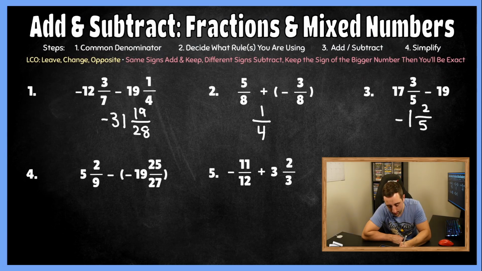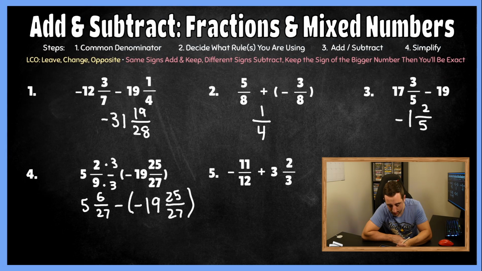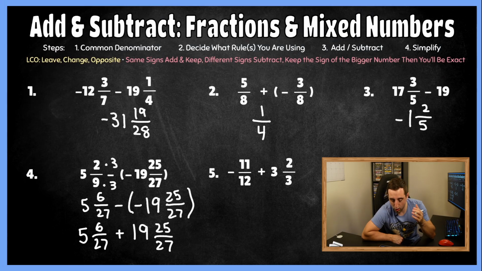For the other one, we're going to have to multiply the numerator and denominator by 3. So let's go ahead and do that. So times 3 times 3. This is now going to be 5 and 6/27 minus -19 and 25/27. I see subtraction. We're going to use leave, change, opposite. So let's do that. We have 5 and 6/27. We're going to change subtraction to addition, and 19 and 25/27 is going to turn to its opposite and become positive.